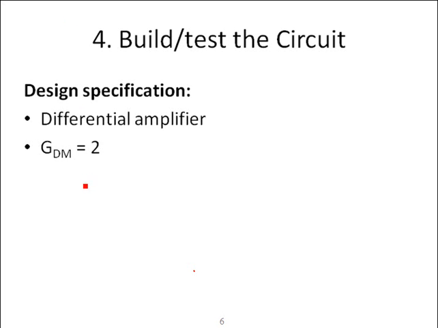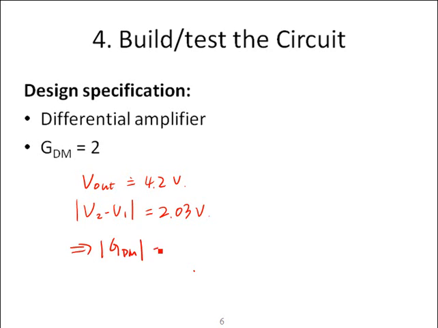In both cases, the magnitude of the output signal is around 4.2 volts, and the difference of the two input signals is around 2 volts. This results in a differential mode gain of about 2.1. So both of our design specifications are met.